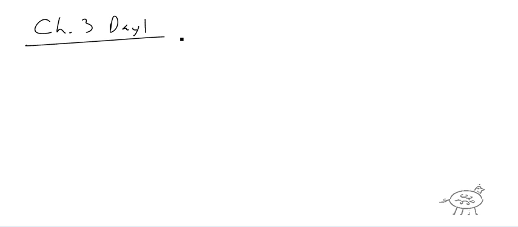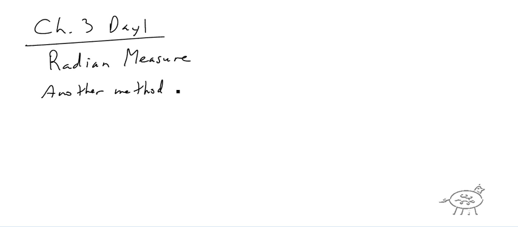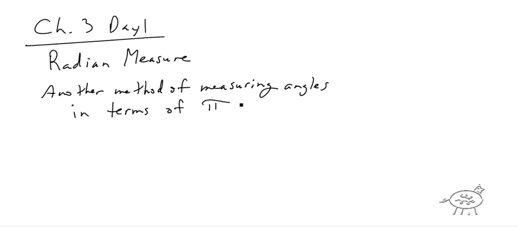What we're going to talk about today is something called radian measure. This is basically another method of measuring angles, and we're going to do it in terms of pi. We'll actually talk a little bit about how we get pi in a second here. But I want to talk about what a radian is.